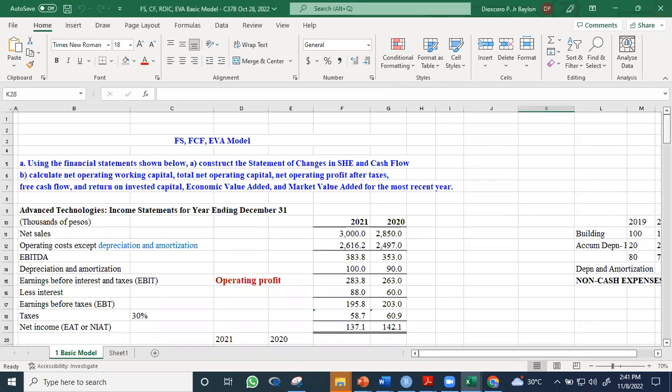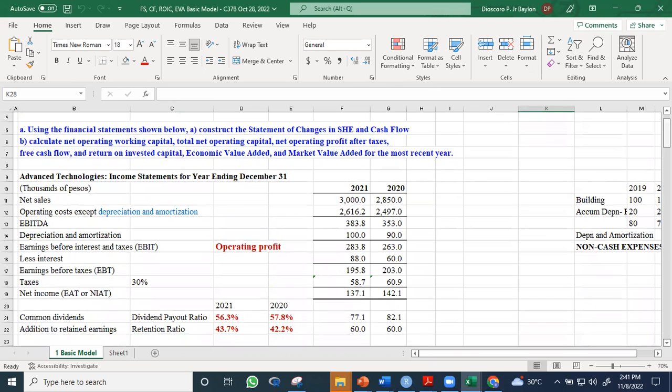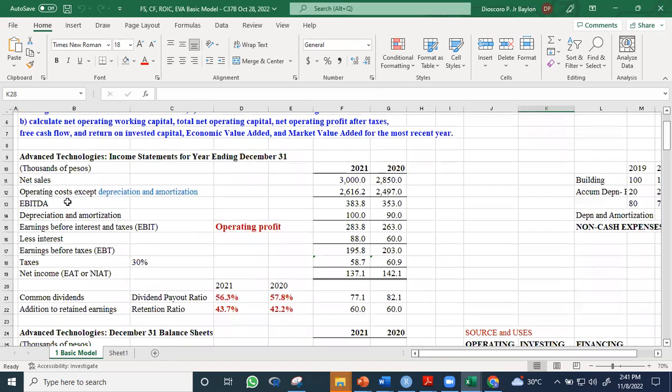Today we're going to continue our discussion on the financial statements. So just a quick review of what we have discussed so far. We have looked at this particular income statement. So we learned about the concept of EBITDA.